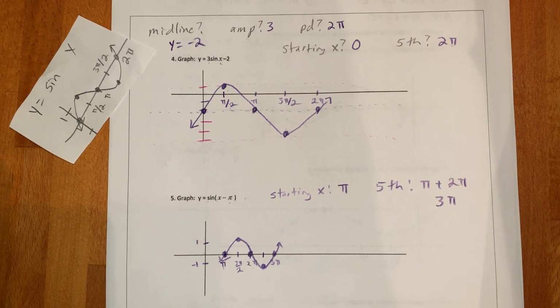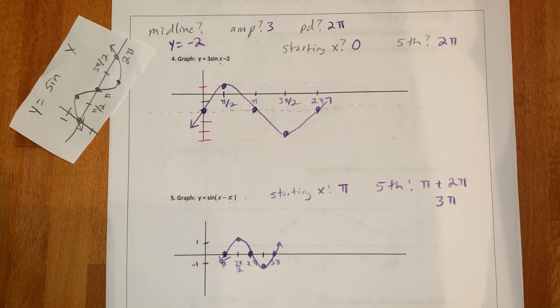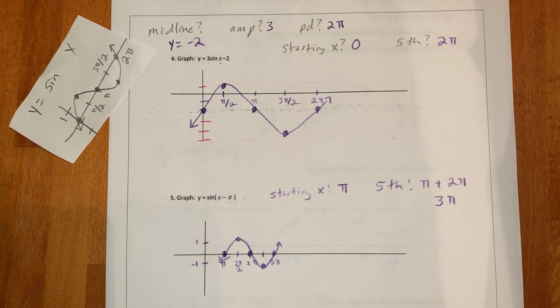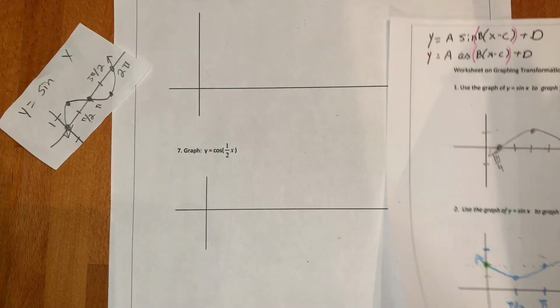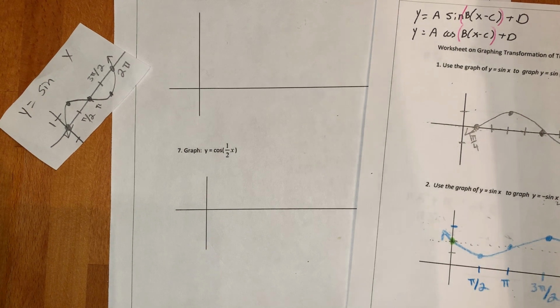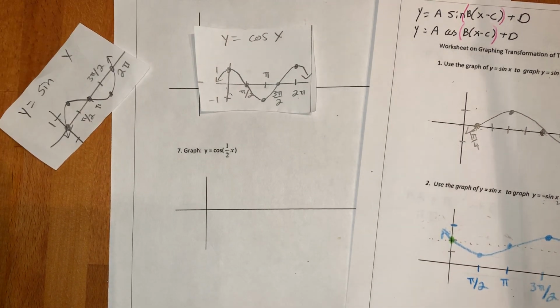Okay. So what I would like you to do is take a look at page 56. That is tonight's homework. You have 2 problems you need to do for homework. They're both cosine, so make sure you have those 5 points handy.